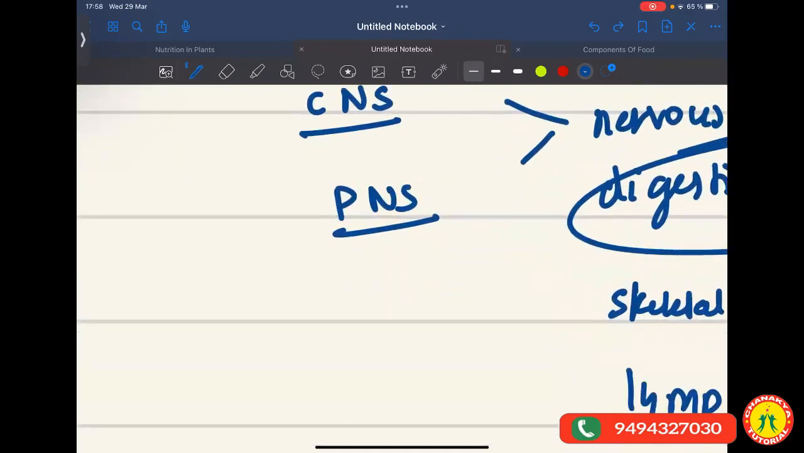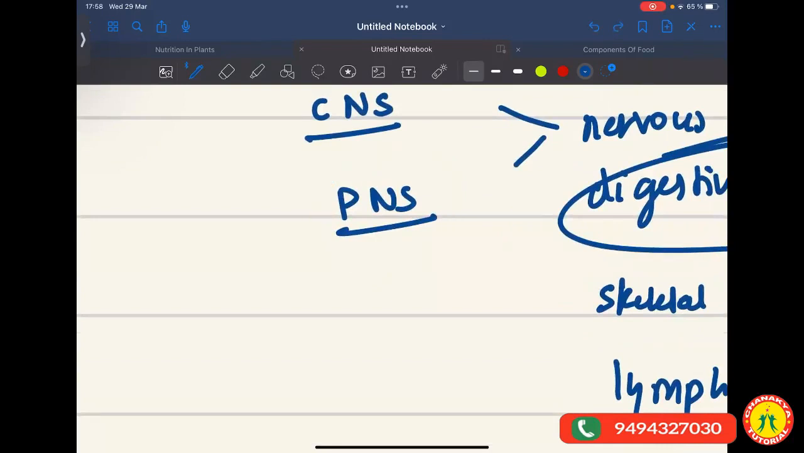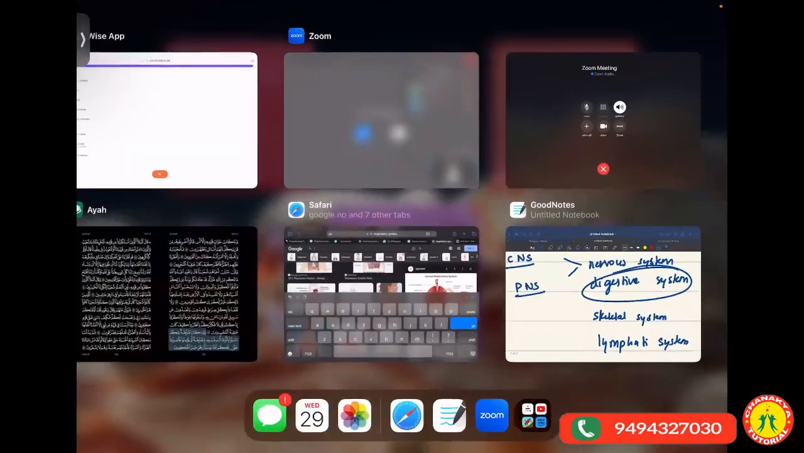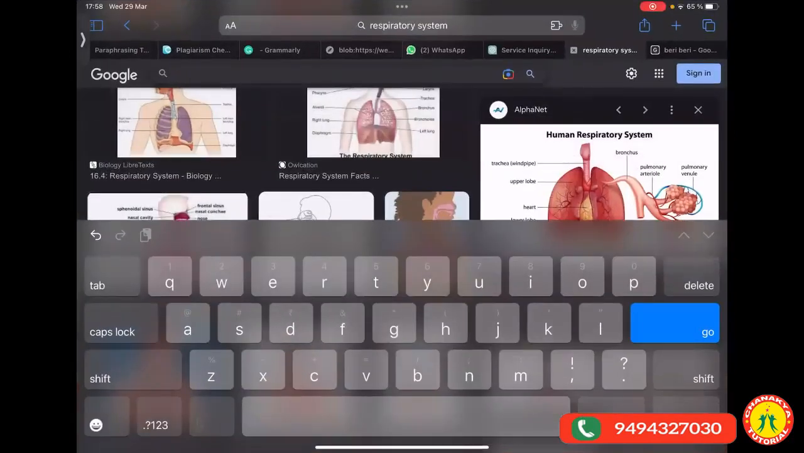And PNS is all the other systems. So the nervous system basically gives you the senses. You're able to touch, feel heat, feel cold, smell, and see. So all your nerves, I already showed you the nerves that are there for the whole body, right? We saw the nervous system clearly.